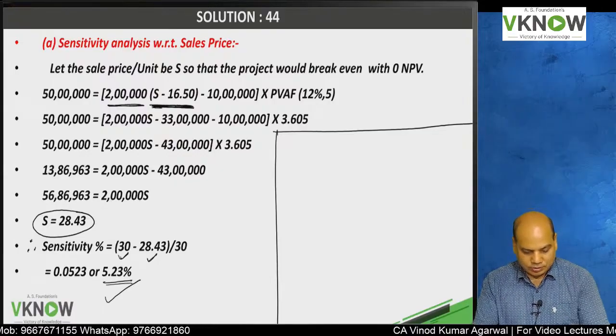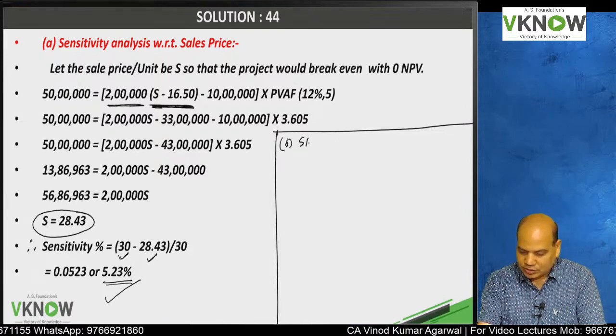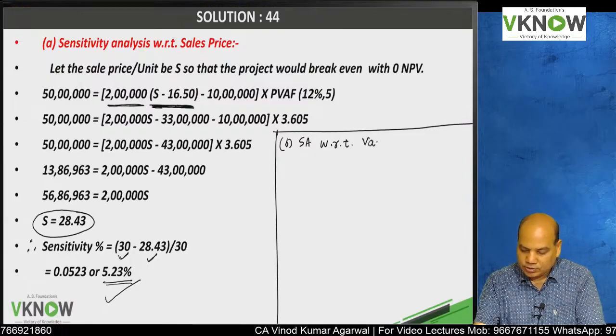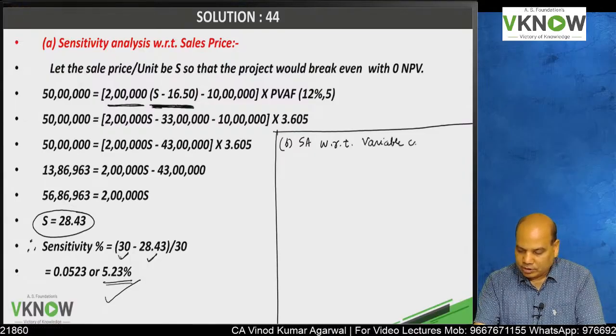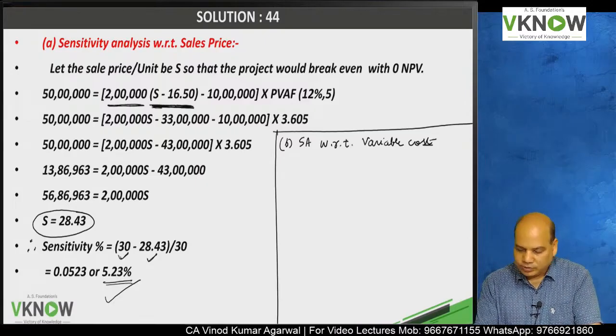0.23 is right. Now write down B, sensitivity analysis with respect to variable cost. I will do it first. Variable cost. Sensitivity analysis with respect to variable cost.